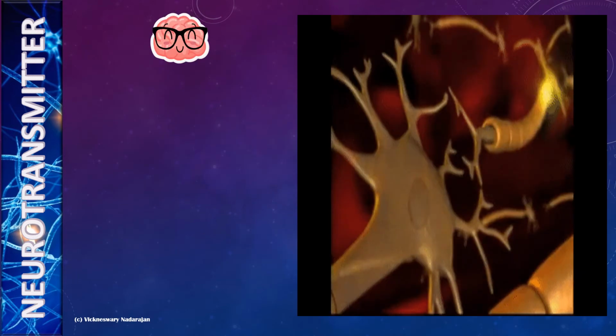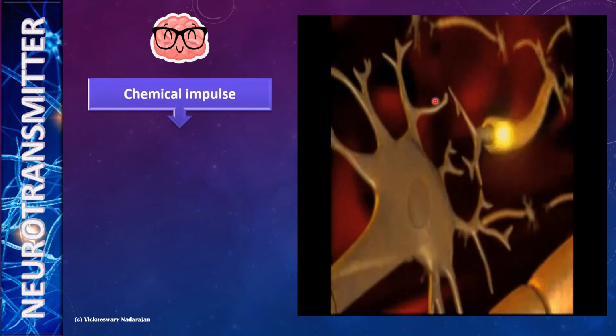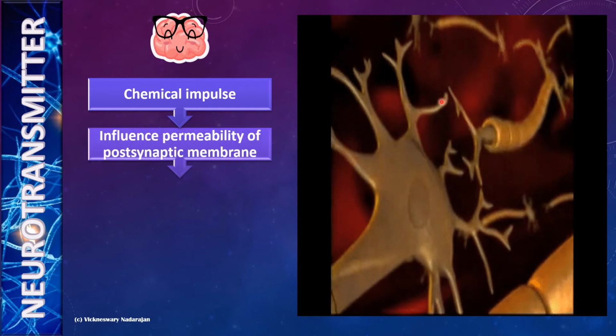Look at the diagram. You can see the impulse is being transmitted as an electrical impulse along the axon, as you know, by saltatory conduction. Then when it arrives here at the synapse, we can't see it, but it is converted into a chemical impulse. Then when that neurotransmitter, that is the chemical impulse, touches the dendrite, it causes the permeability of the postsynaptic membrane of the dendrite to change.